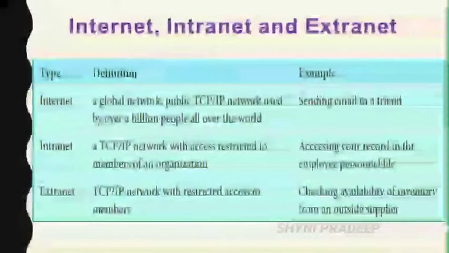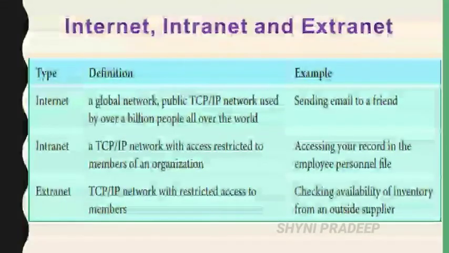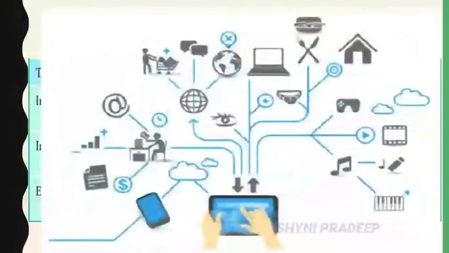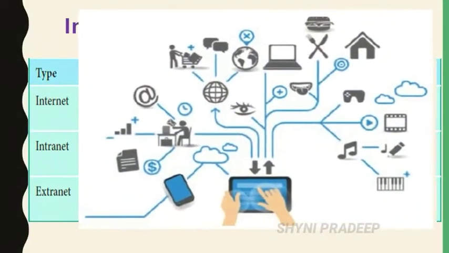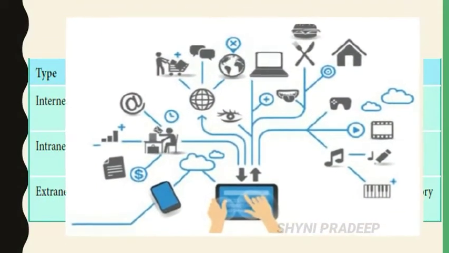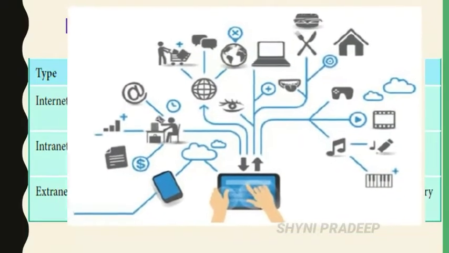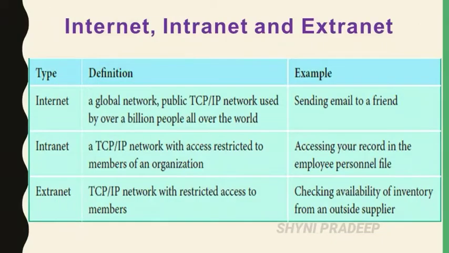The next topic is Internet, Intranet and Extranet. The internet is a global network, which means a public network. Okay, a public TCP/IP network. It is used by over 1 million people all over the world. Using the internet, you can send email to your friend. That is an example of the internet. See, the internet is a public network, so anyone can share data and information in the network.